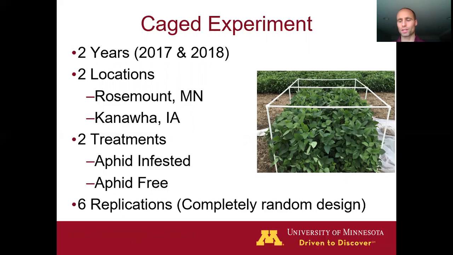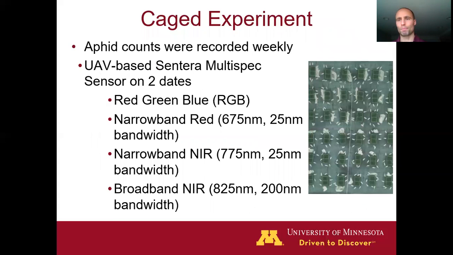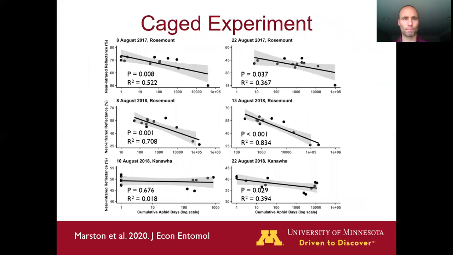We came back throughout the season to assess aphid populations on the plants and to get the spectral measures. But instead of using a handheld sensor, we used a sensor that was suspended from a drone. In the picture on the right, you can see one of the images that we collected from the drone of the research plots. And this particular sensor included a red, green, blue sensor, a narrowband red sensor, narrowband near infrared, and a broadband near infrared.